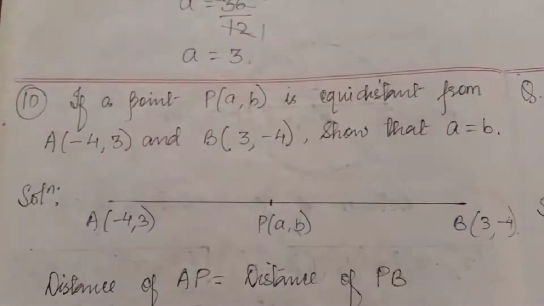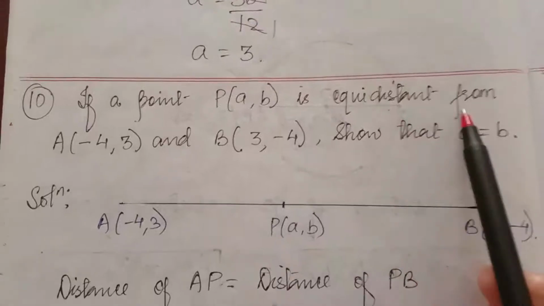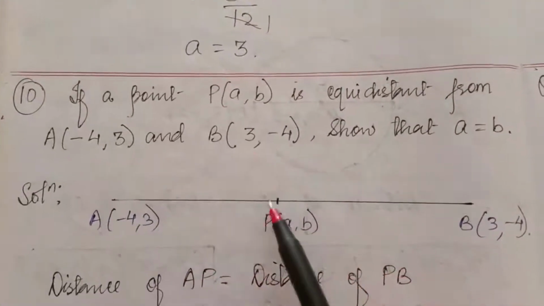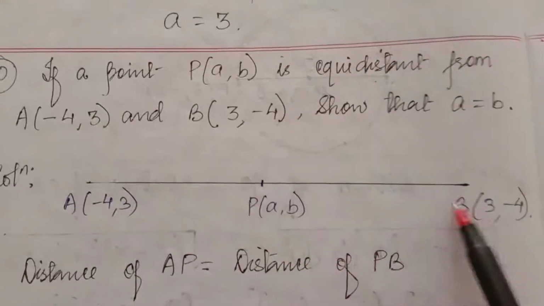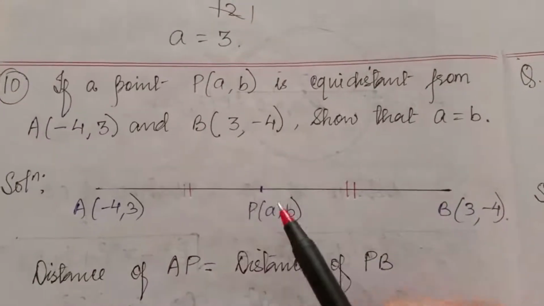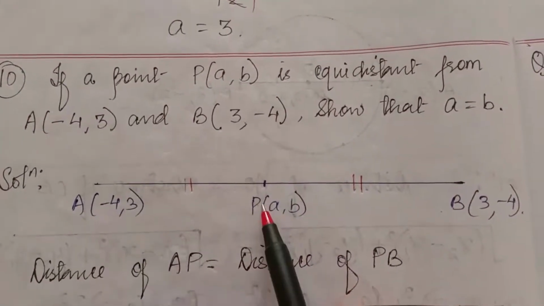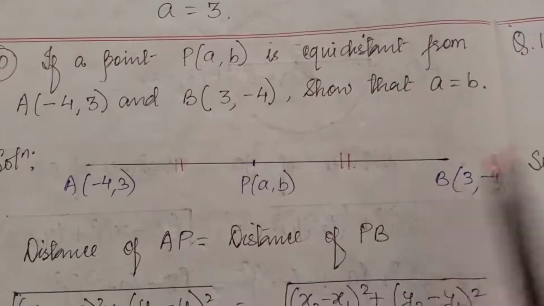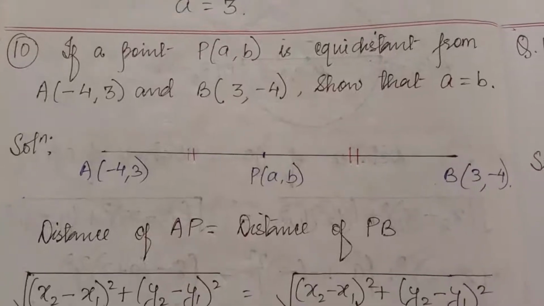Now number 10 is, if a point P a comma b is equidistant from A and B, means P is a point which is at equal distance from A and from the point B. That means these two are equal. That means P is in the middle. So here also distance of AP is equal to distance of PB. Same process, and you have to prove here that a is equal to b.